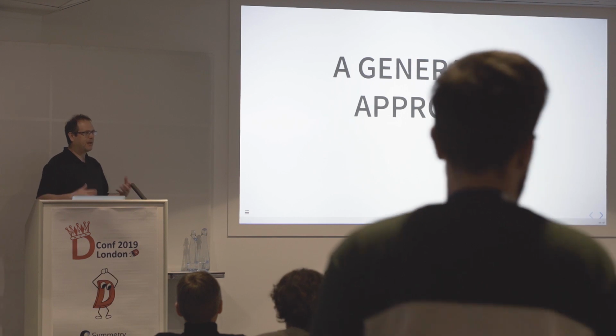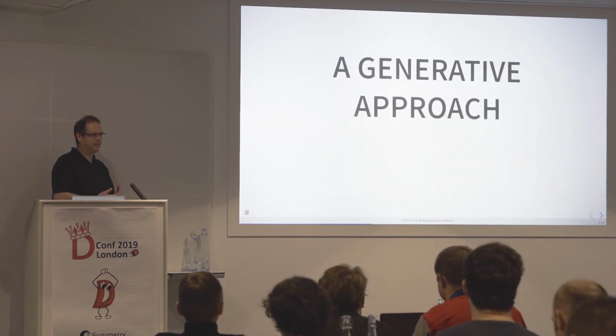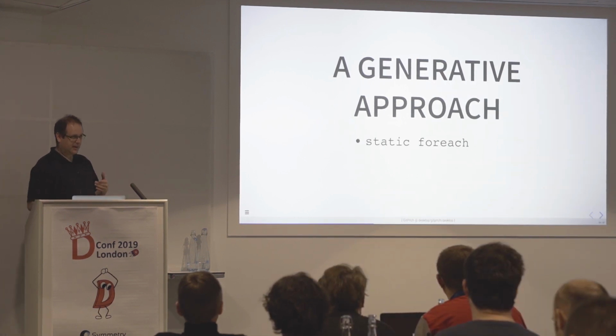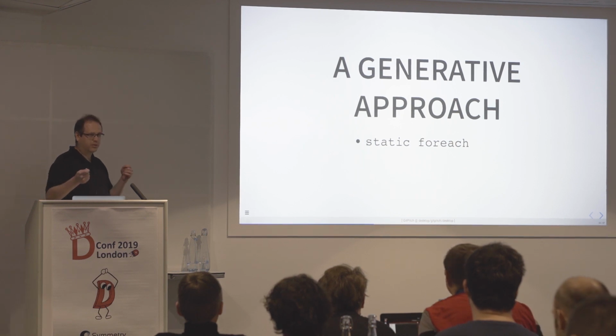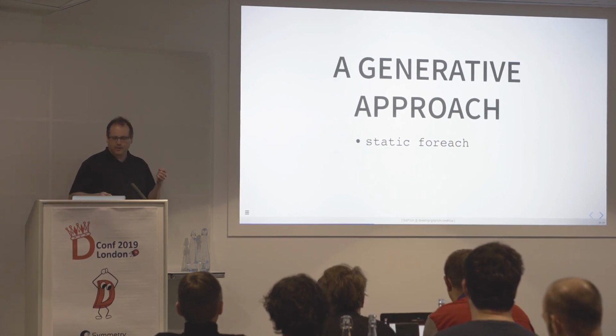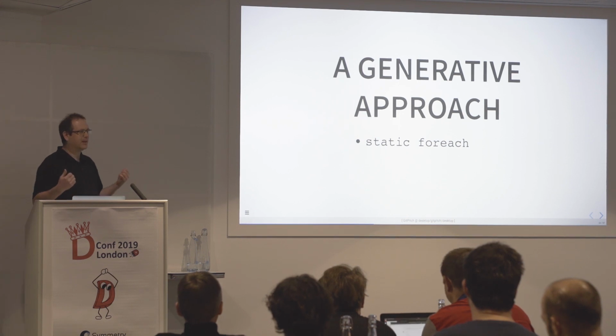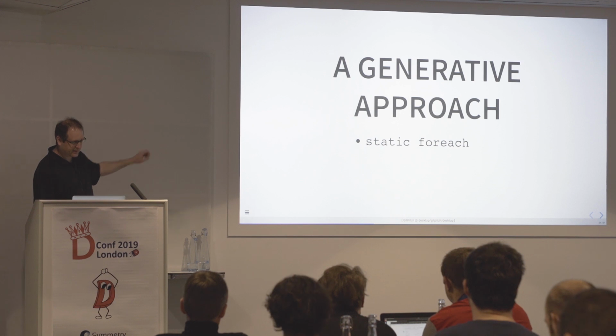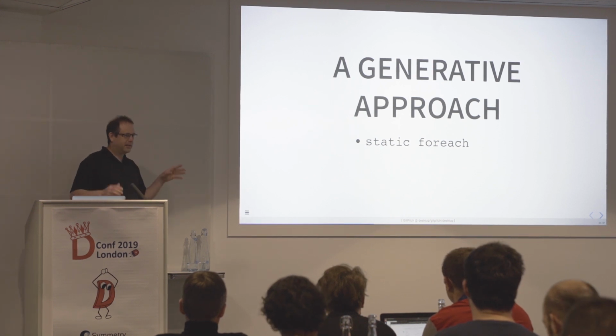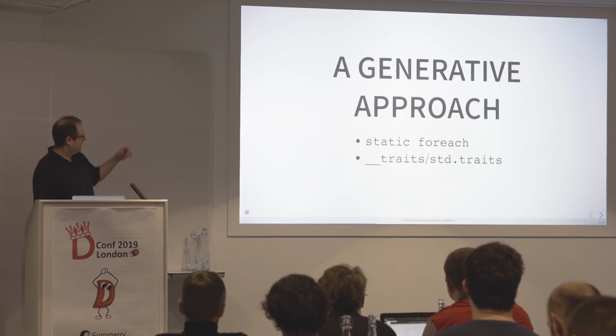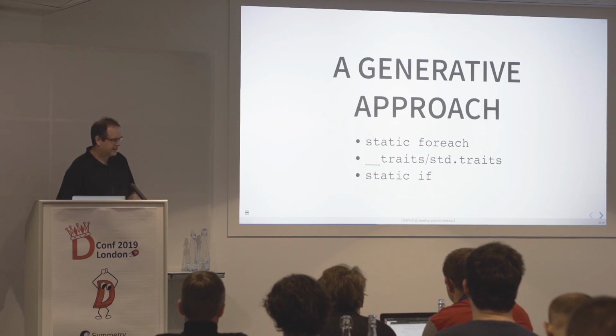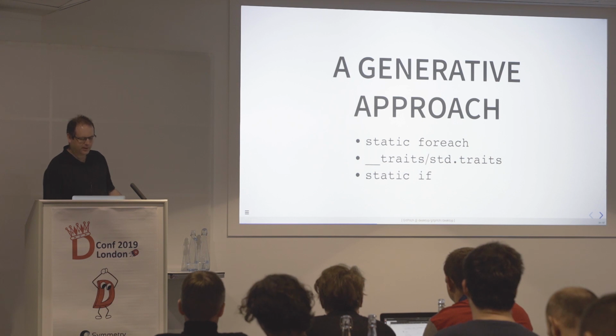So these are the three major weapons that D has to generate code. Static foreach, or foreach over a tuple, same thing. But static foreach, to me, is the big game changer. And the reason, and you'll see it after this next example, is because you write it like you think. We have traits as std.traits, which gives you all kinds of good information, and static if, of course. So those are the three major things that help you generate this boilerplate.